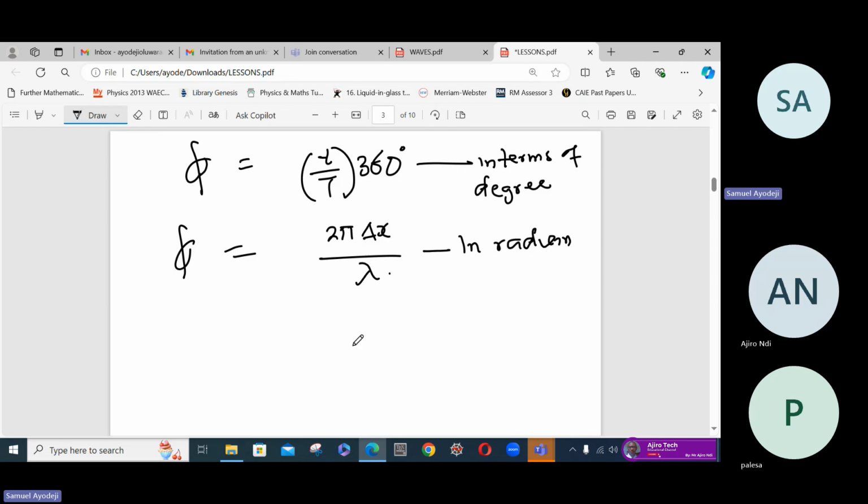In radians, 2 pi over lambda. Yeah, 2 pi delta x over lambda. Yeah, that's all, I think so.